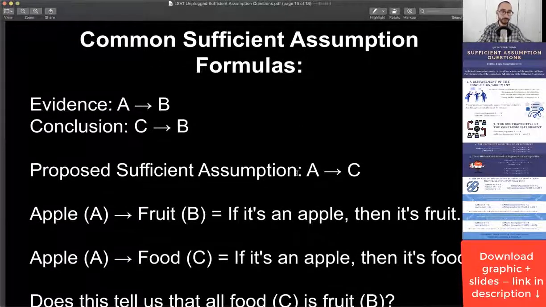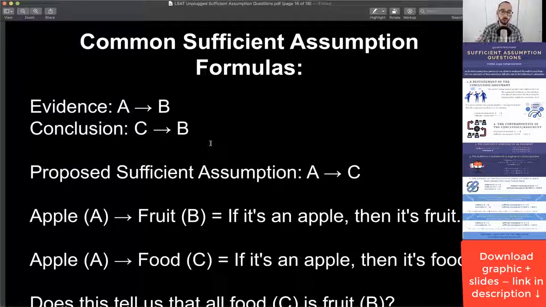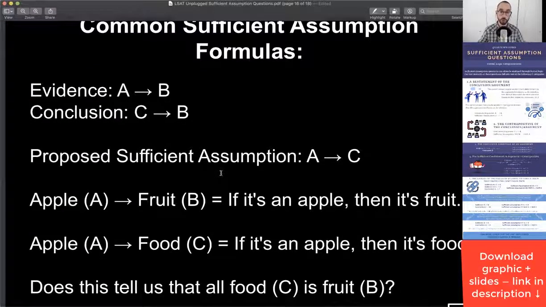And so with an example here, let's say that the evidence was A requires B. If it's an apple, then it's a fruit. And then we had our proposed sufficient assumption, if it's an apple, then it's food. Would that tell us that all food is fruit? No, it would simply tell you that an apple happens to be both fruit and food in general, but it doesn't tell you anything about how food and fruit relate to each other in a conditional sense.